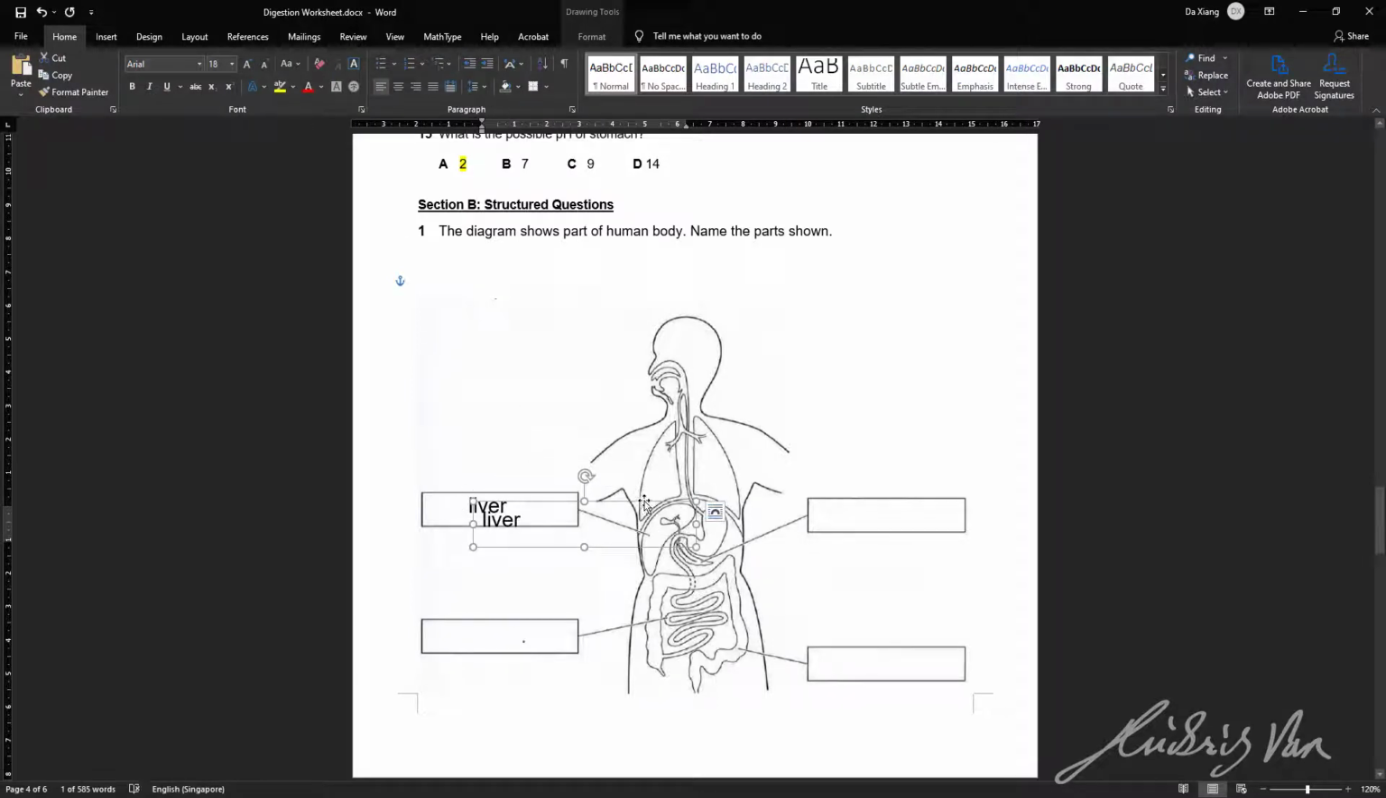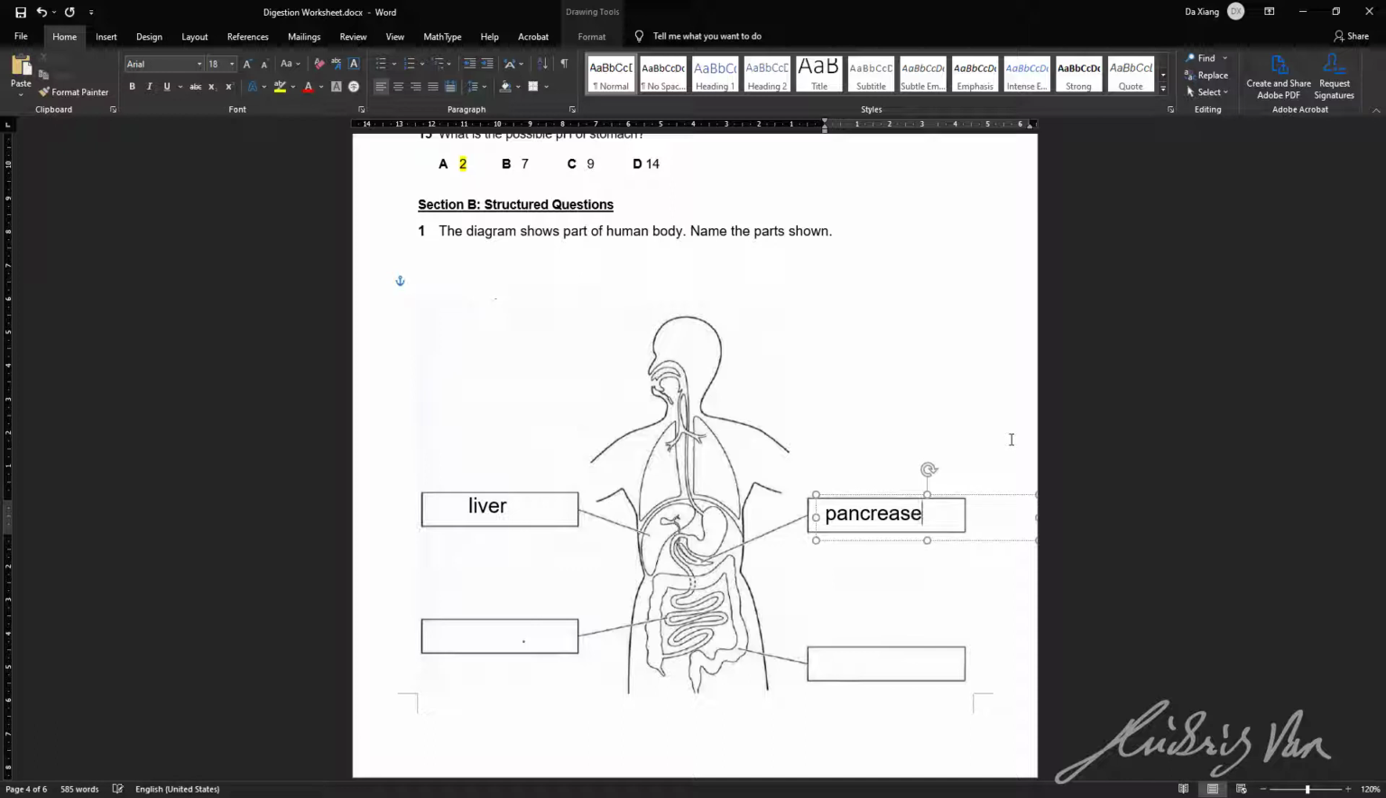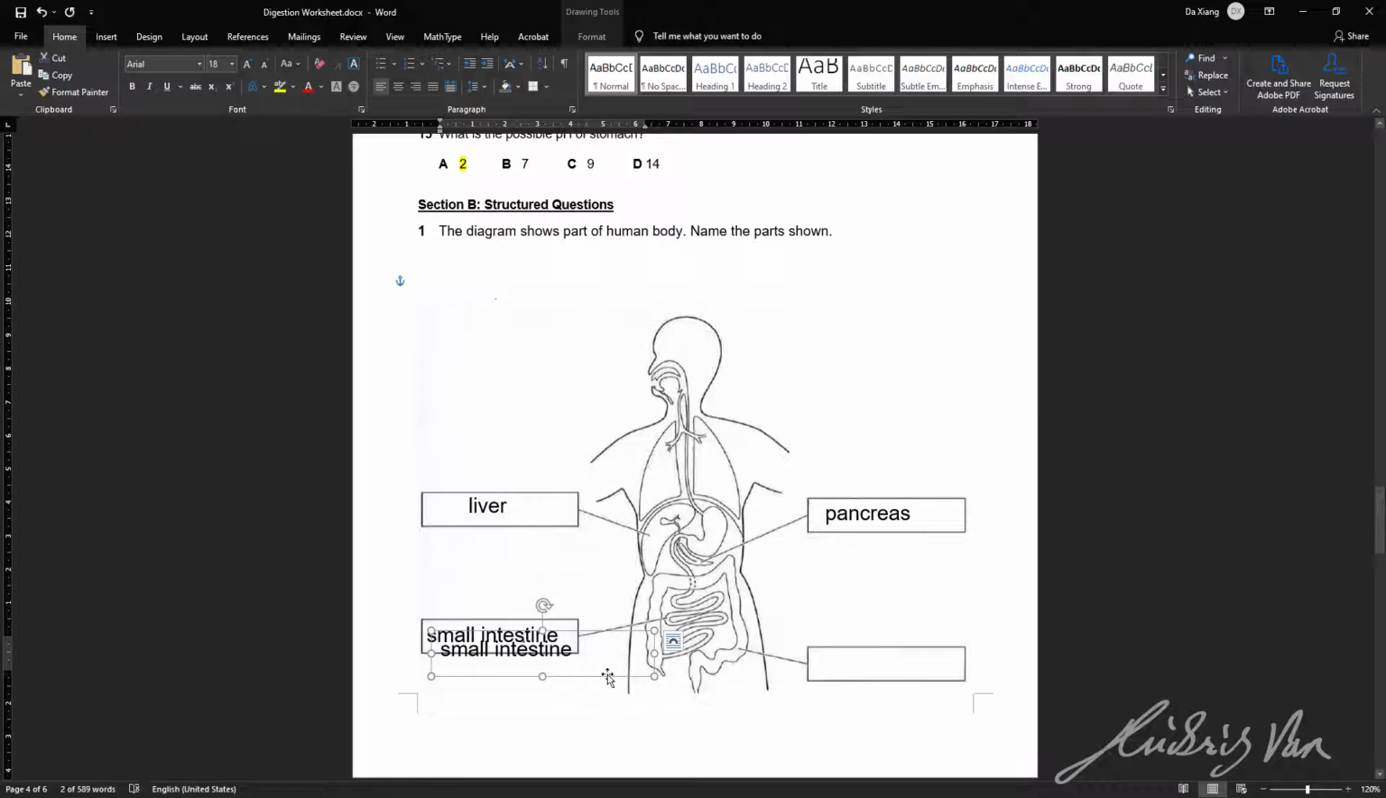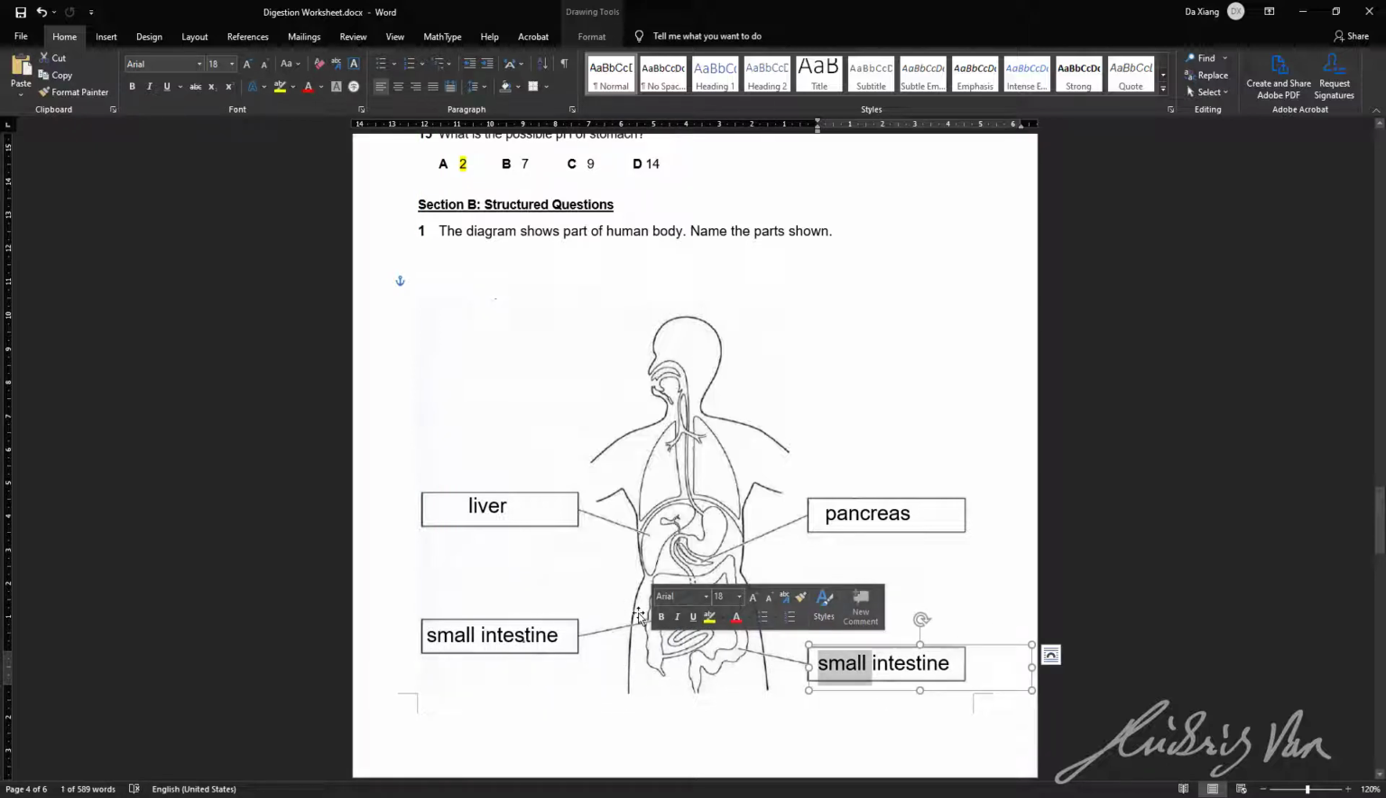So if you are correct, please give yourself a tick. This is the pancreas. Okay, next, let's answer the two intestines. Obviously, you can see from the sizes which one is small, which one is large. So this one is the small intestine, while this is the large intestine.